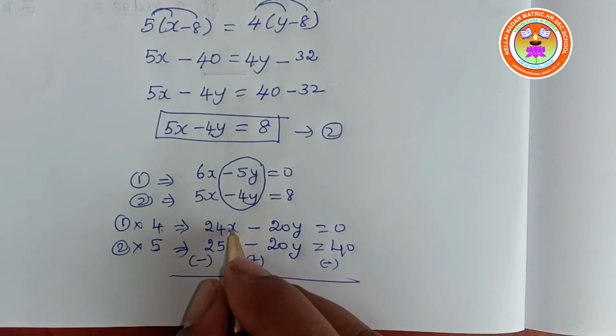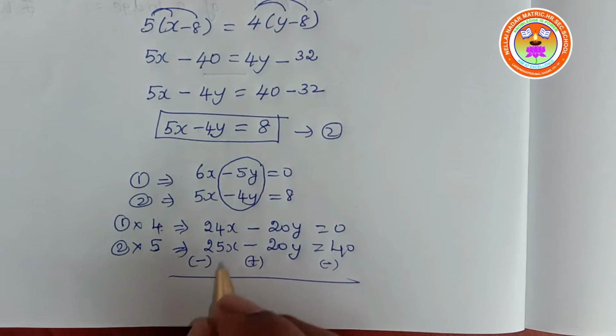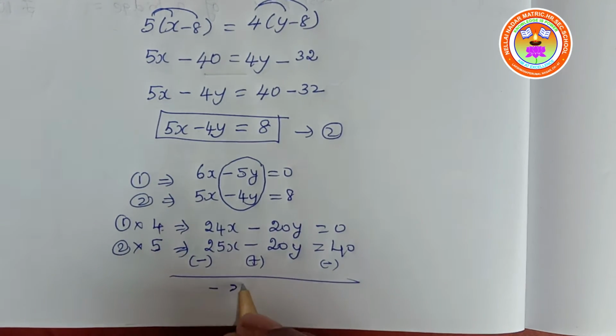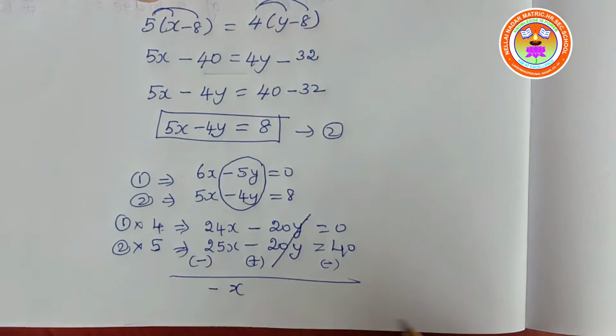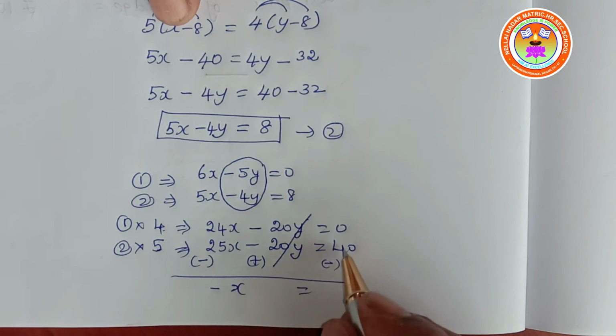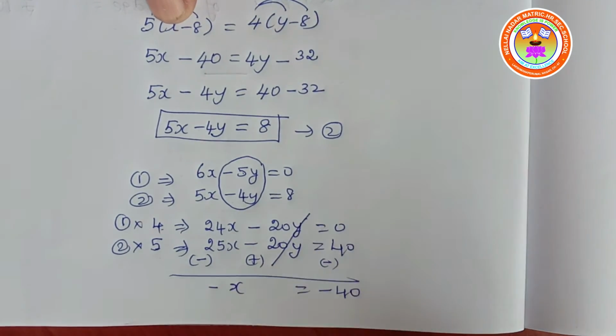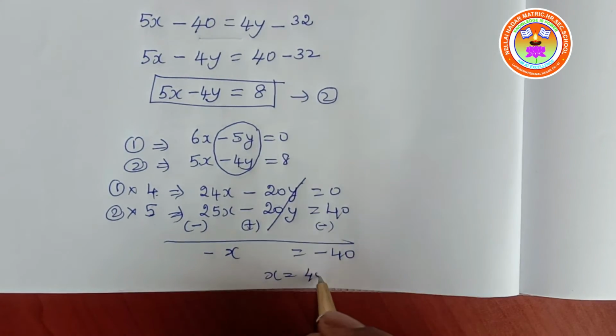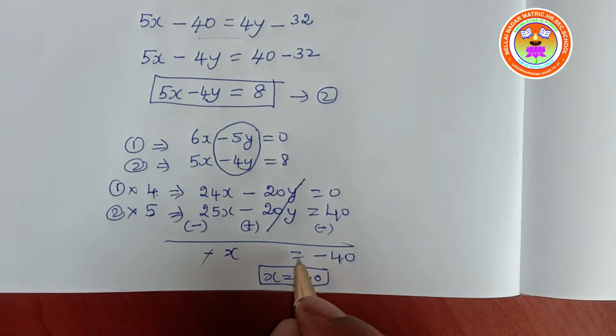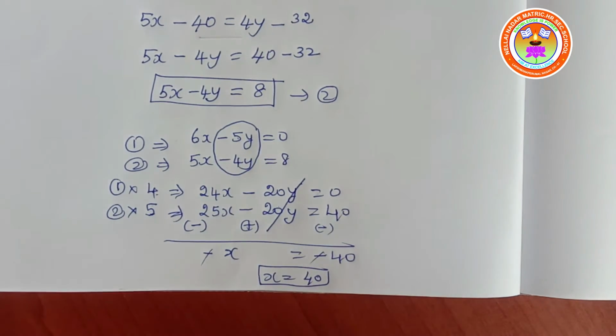So 24x minus 25x is minus x, and minus 20y and plus 20y is eliminated. 0 minus 40 is minus 40. It's clear, children. Now minus minus cancel, so x is equal to 40. It's clear, children.